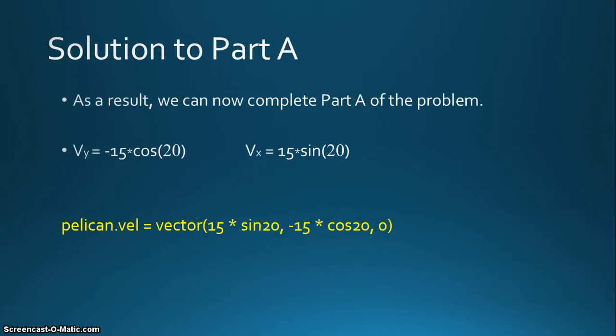Now in VPython, the velocity must be in vector format, so when you consider the x component, the y component, and the z component, it turns out to be pelican.vel equals vector, parentheses, of the x component, 15 times the sine of 20, and the y component, negative 15 times the cosine of 20, the angle at which the pelican dives in. And remember, this is negative because it travels downward in the y direction, and it travels at a speed of 0 in the z direction.